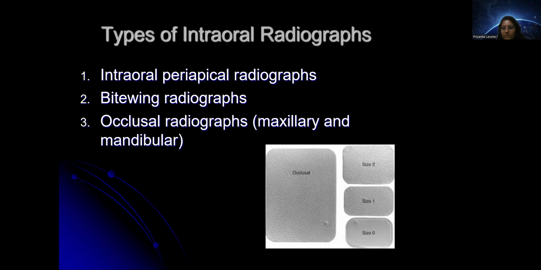As in this figure, you can see the different sizes of the films. Sizes 0, 1, 2 are used in the intraoral periapical radiograph, and size 2 film is usually used in the bite-wing radiograph. The occlusal radiograph has a larger size of X-ray film.